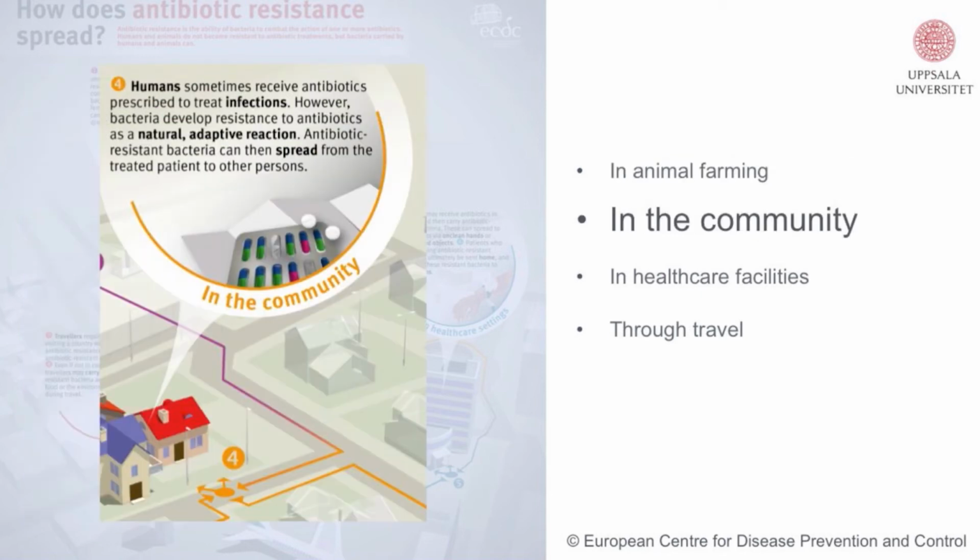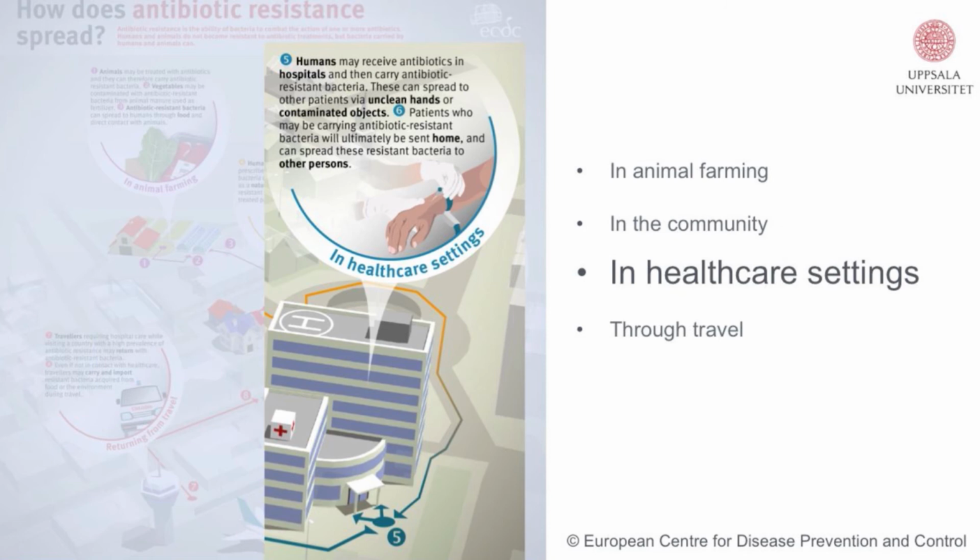Point 4 describes spread within the community. Humans sometimes receive antibiotics prescribed to treat infections, or sometimes self-medicate with antibiotics, particularly in settings where antibiotics are easily available. However, bacteria develop resistance to antibiotics as a natural, adaptive reaction. Antibiotic-resistant bacteria can then spread from the treated patient to other persons.